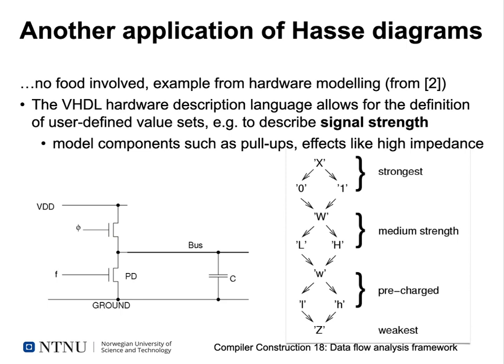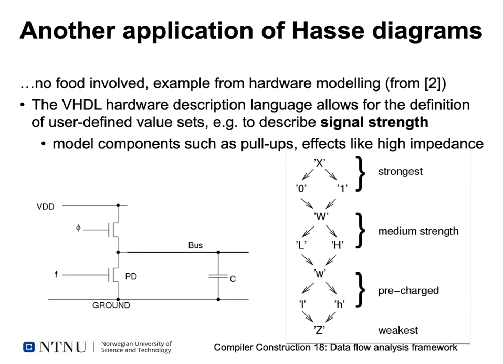Now, this may seem all very constructed and unnatural to you, so I thought I'd show you that Hasse diagrams can be used for other applications, not involving any sandwiches or bread, so we'll include an example from hardware modeling here. If you know a bit about electronics, you know that there are not only states 0 and 1 for digital electronics. That's just what we make you believe in computer science sometimes, unfortunately. In real electronics, of course, everything is analog, so you can have intermediate levels.